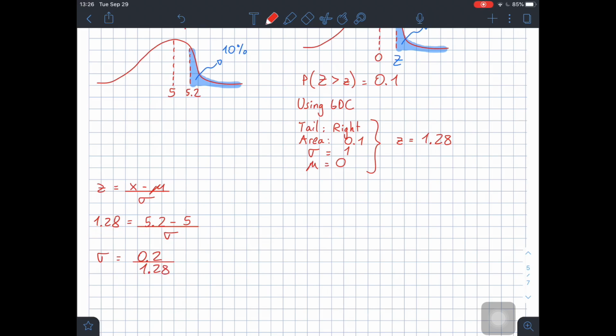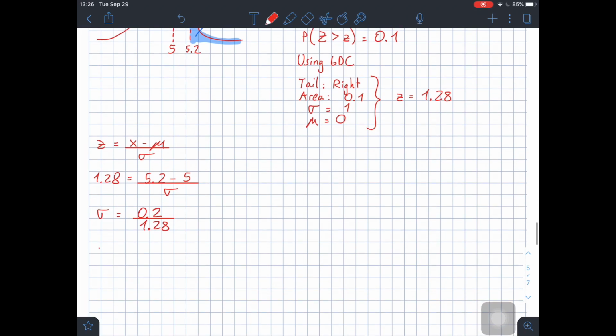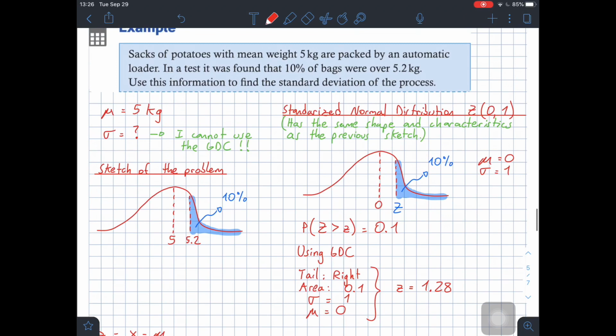So if you perform this in the calculator, you will get the standard deviation, which in this case is 0.156 kilograms. So this is how we find the standard deviation of this problem in case we do not have it in the original data, right? We need to work with the standardized normal distribution in order to be able to solve this.